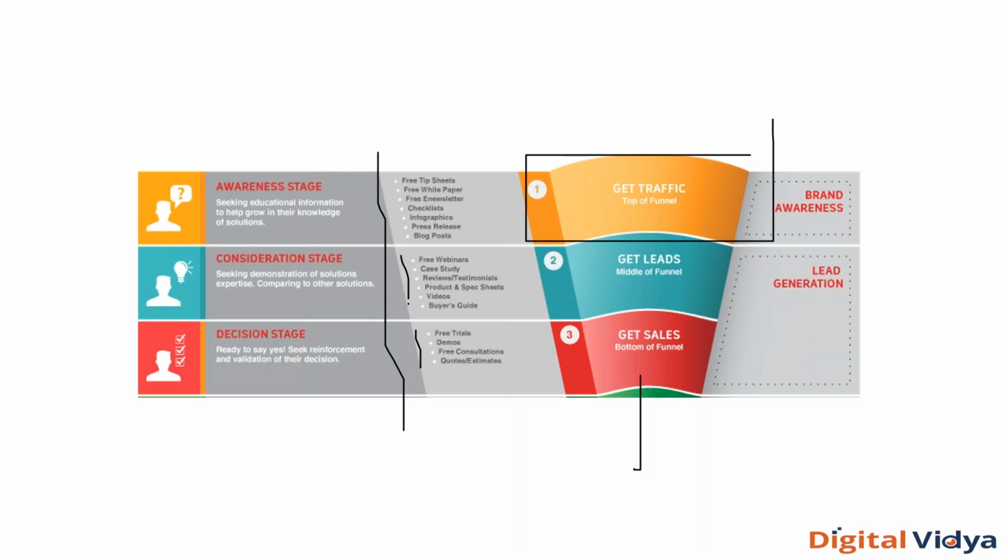basically at the decision stage, free webinars, case studies, reviews, product spec sheets, videos, buyer's guide. So all of these things are the activities you will do before you buy an iPhone. Based on what you are doing, a marketer actually gets to know at any given point in time how many people are there in the awareness phase of my phone purchase cycle, how many of them are actively considering, how many of them are closer to decision making.